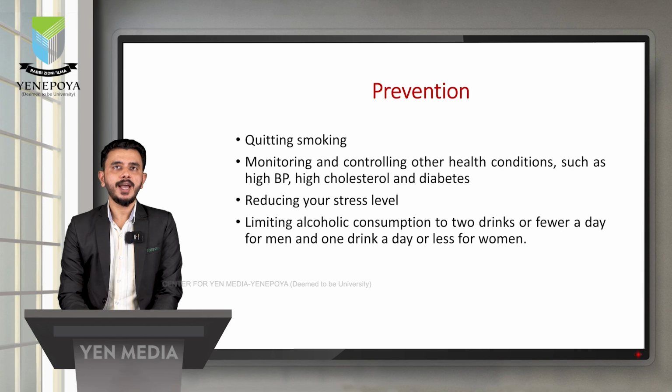How to prevent angina pectoris? Quitting smoking, that is a very important prevention. Monitoring our vital signs, that is our BP, high cholesterol, diabetes, pulse rate, everything we have to check, and reducing your stress level. Limiting alcohol consumption: if you are addicted to alcohol, you have to take 2 drinks or fewer a day for men and 1 drink a day or less for women.